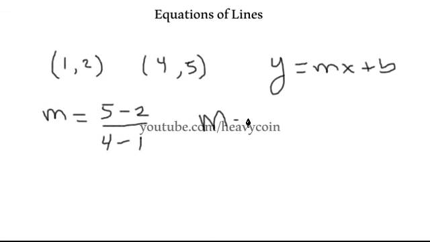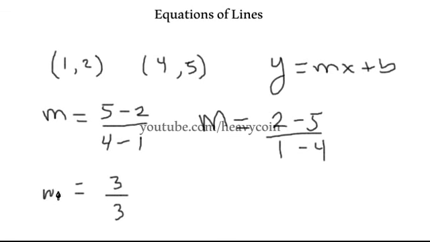Now, I want to say something else about this. We've been taking this number minus this number. You can do this number minus this number if you want, over, as long as you do this number first, 1 minus 4. Doesn't matter, because watch. 5 minus 2 is 3. 4 minus 1 is 3. And m is equal to 1.